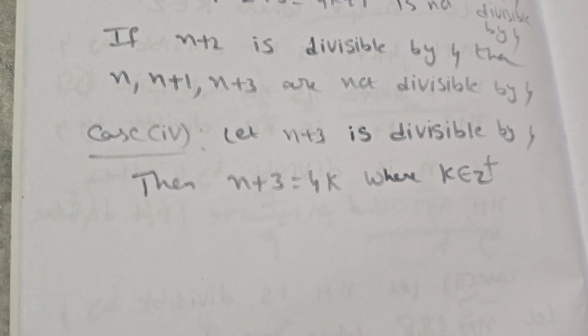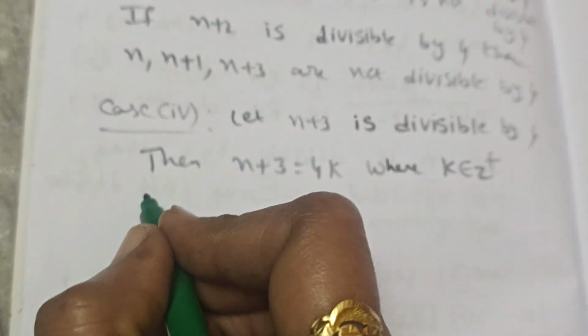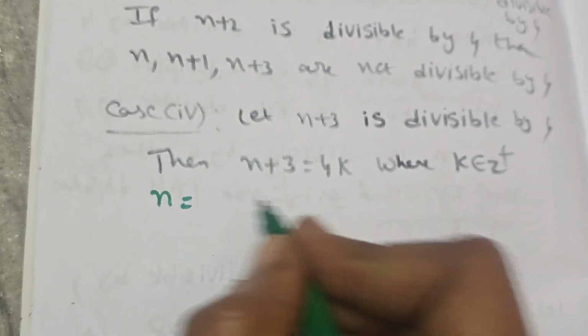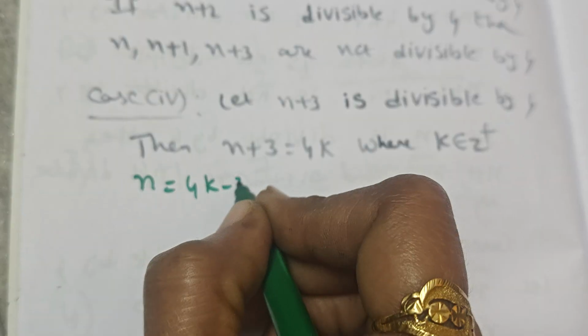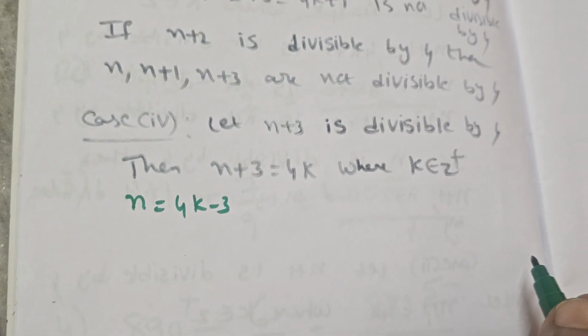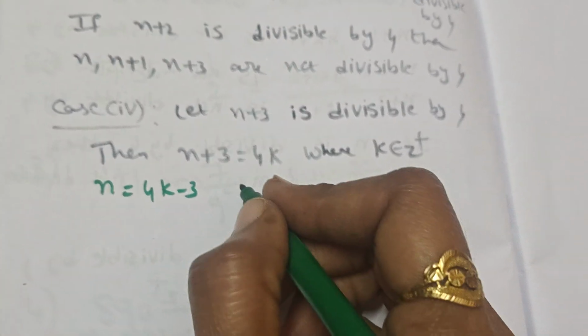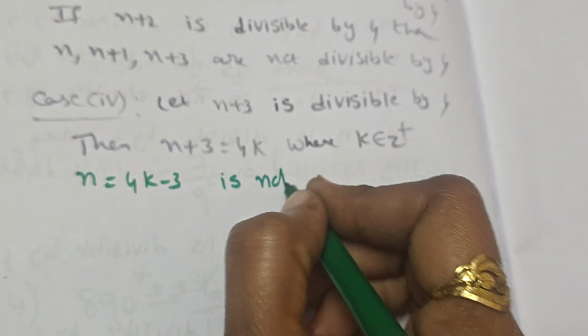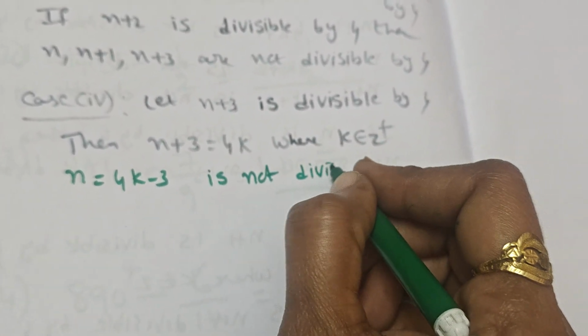Okay children, now what we have to do? Let n plus 3 is divisible by 4. Is it right? Then we have to show that remaining are not divisible by 4. Remaining what will be there? n, n plus 1, n plus 2. We have to show. What is n here? n equal to 4k minus 3. Plus 3 transpose to that side, minus 3. Is it divisible by 4? In the place of k, you substitute any value. It is not divisible by 4.